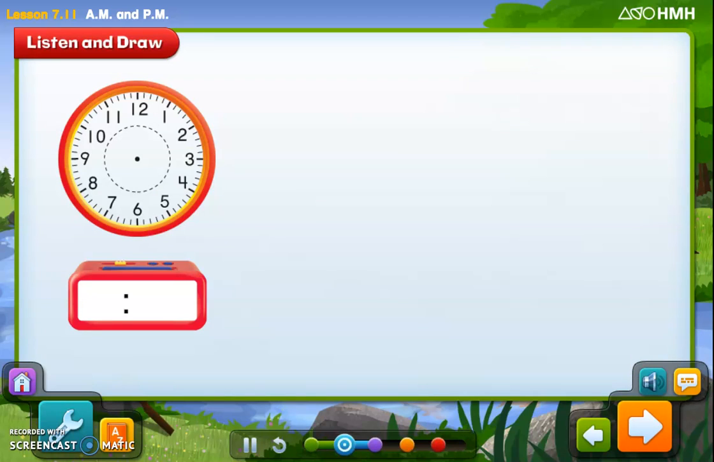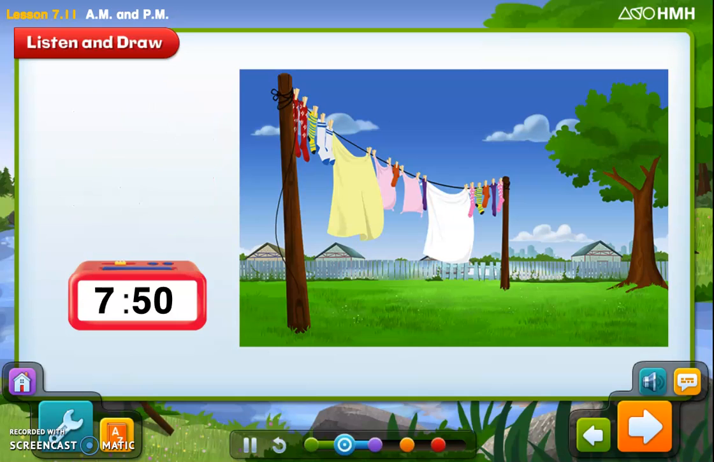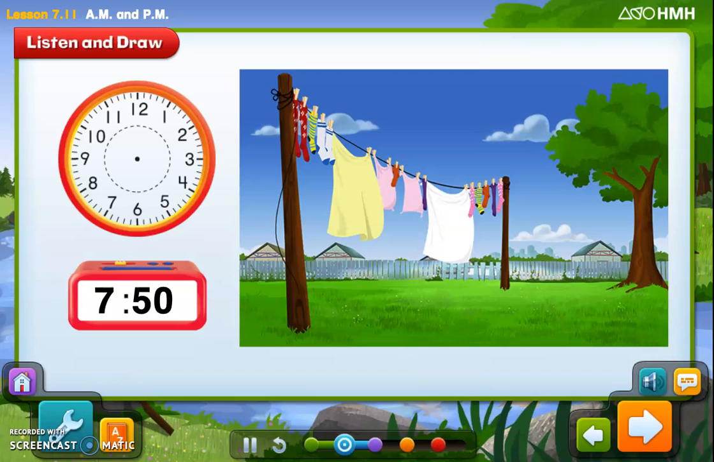Let's talk about different activities done in the morning and evening. Tim's dad hangs wet laundry on the clothesline in the morning. He hangs the laundry out at 7:15 in the morning. Let's see where the hour hand and minute hand is placed on the analog clock. The hour hand is between 7 and 8 to show 7:15. The minute hand points to the 3. 15 minutes have passed since 7 o'clock.